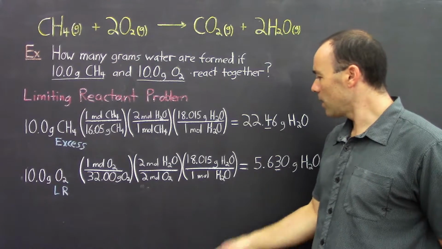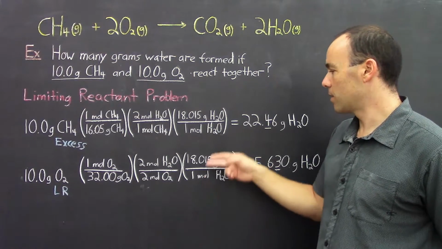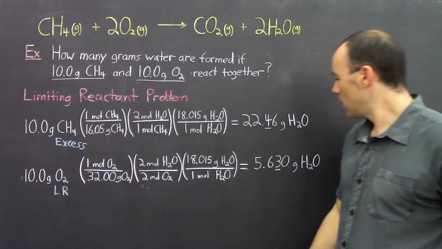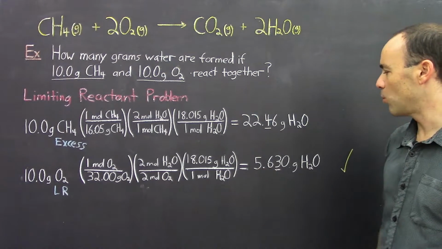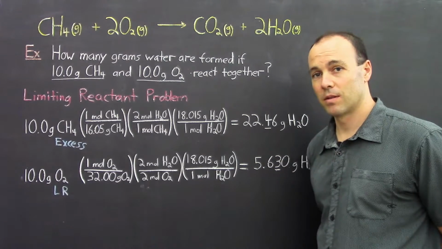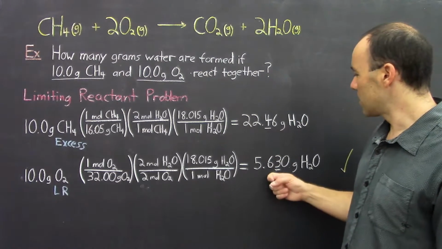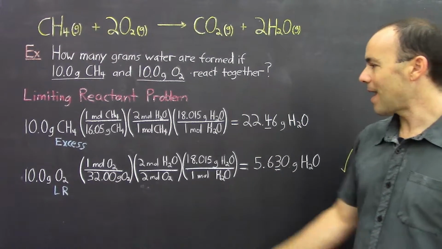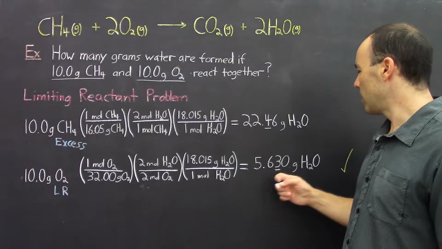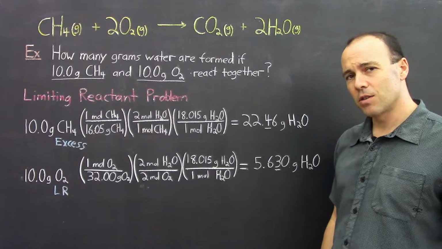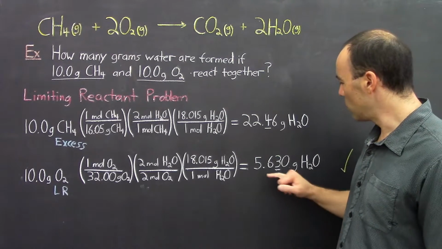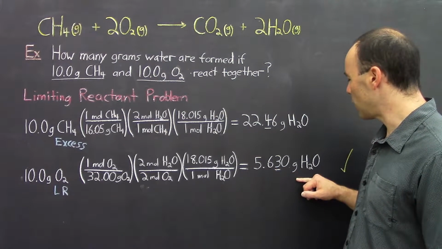And then you would convert moles of water to grams of water. And doing this calculation, you see you would end up with 5.63 grams of water. It turns out this is the answer. You see, oxygen is what limits the amount of water produced. If all of your oxygen reacts, you would get 5.63 grams of water.